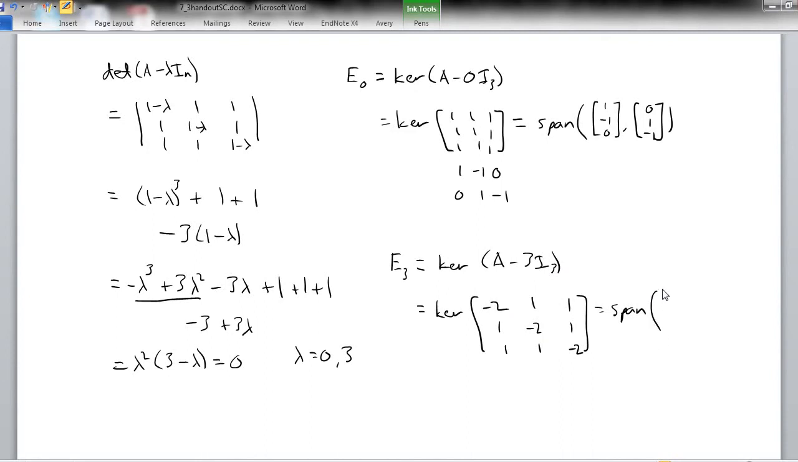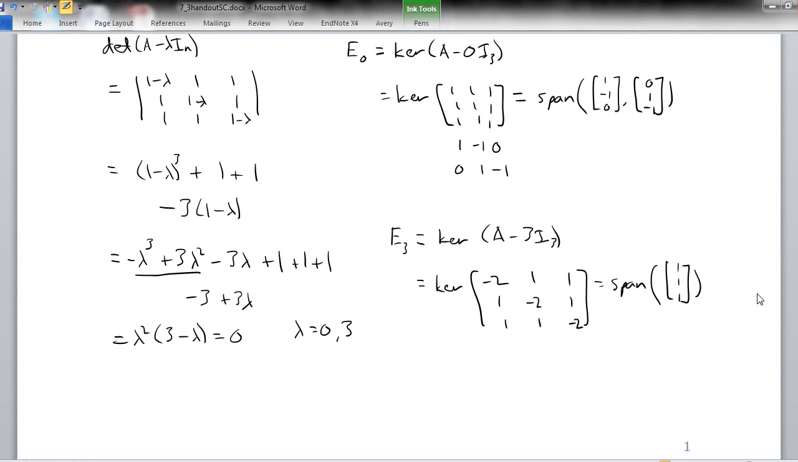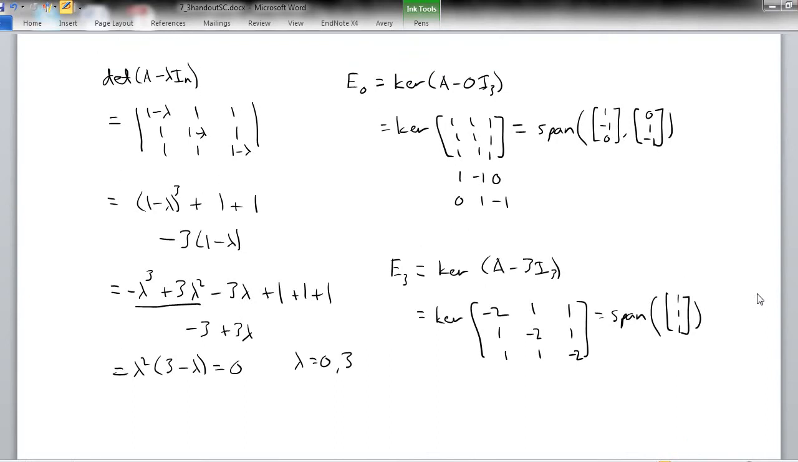And so, 1, 1, 1 is certainly an eigenvector. And in fact, anything else in the kernel here is going to be a scalar multiple of that vector. Okay, so that is a basis for this kernel, and therefore the basis for E3.